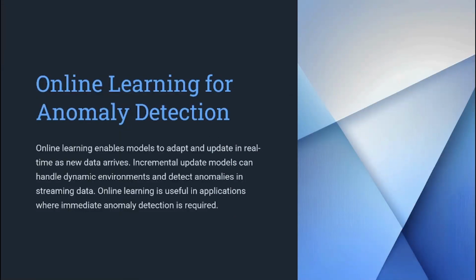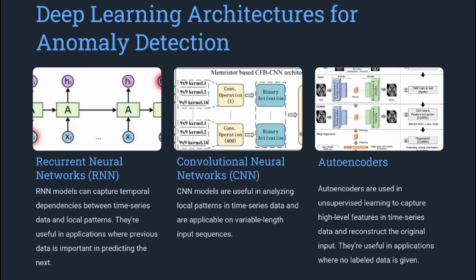Also, we can use online learning for anomaly detection. Online learning enables models to adapt and update in real time as new data arrives. Incremental update models can handle dynamic environments and detect anomalies in streaming data. Online learning is useful in applications where immediate anomaly detection is required.